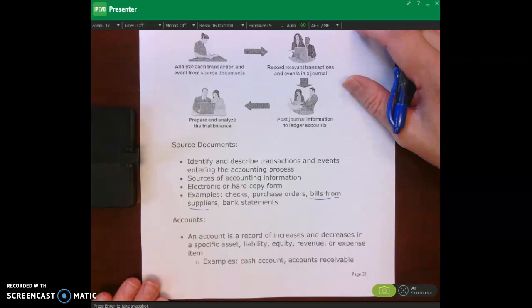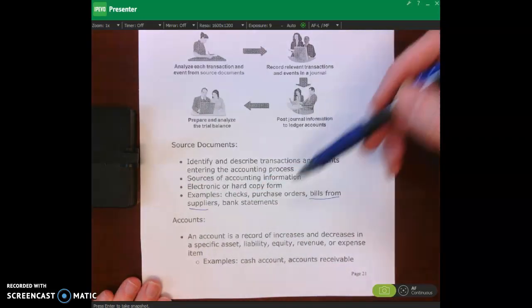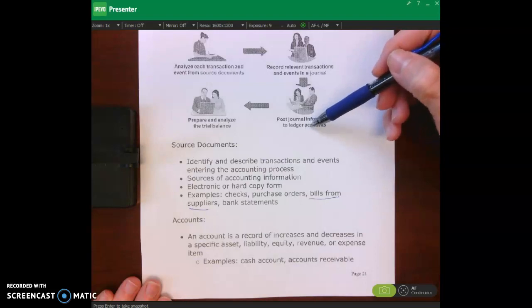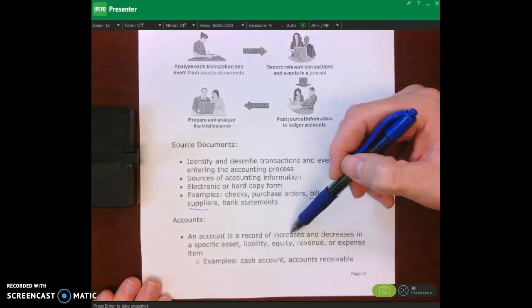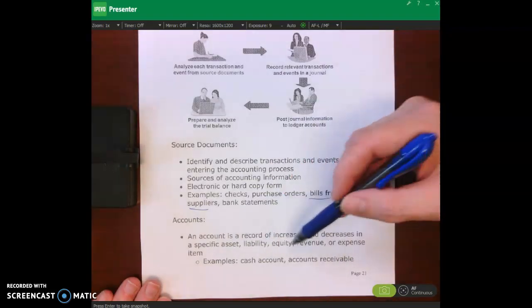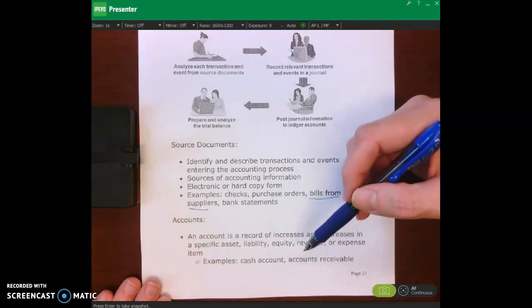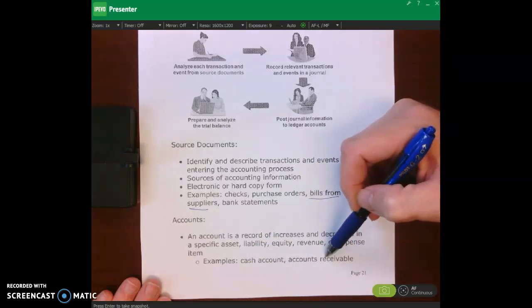Another thing that we need to talk about is the idea of an account, similar to up here, the ledger accounts. An account is just a record of increases or decreases in a specific asset, liability, equity, revenue, or expense account. An example would be a cash account. We could say the accounts receivable.